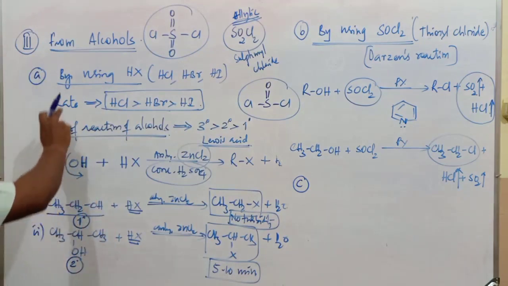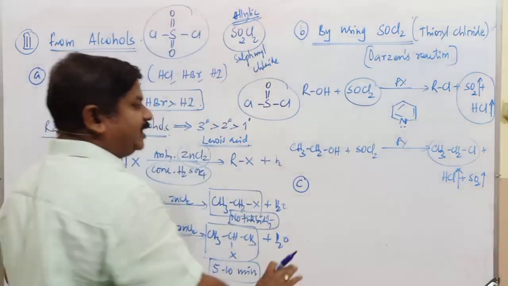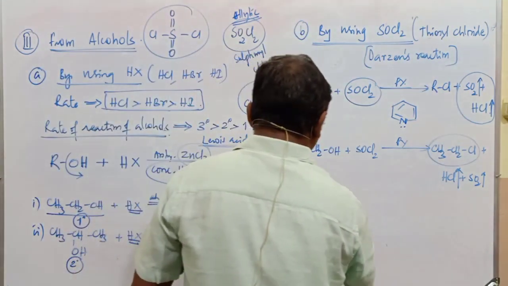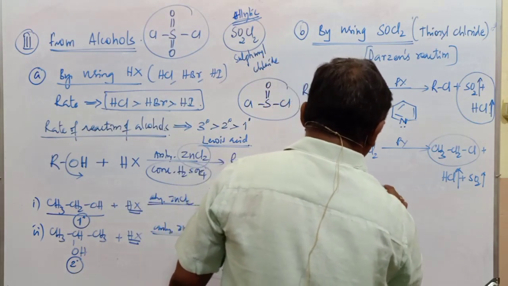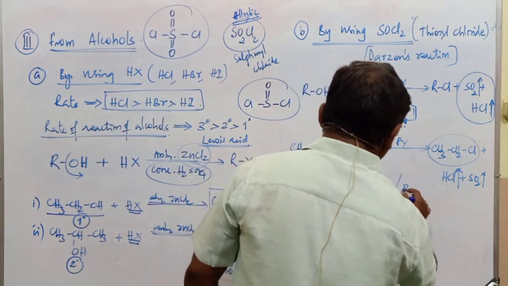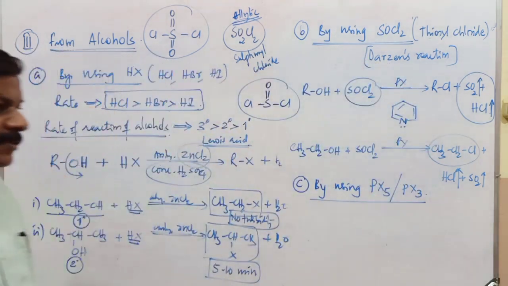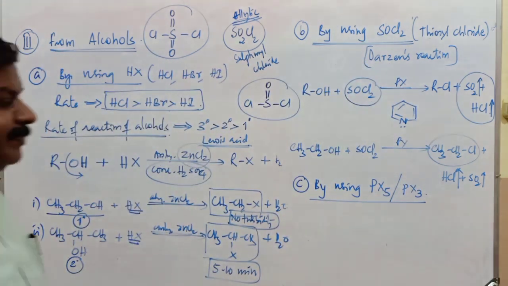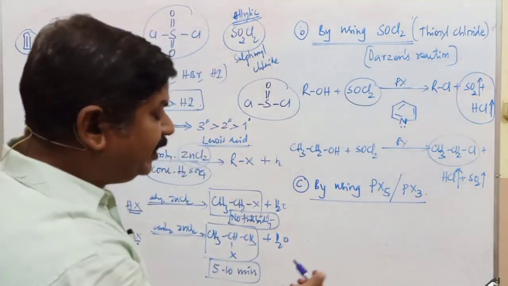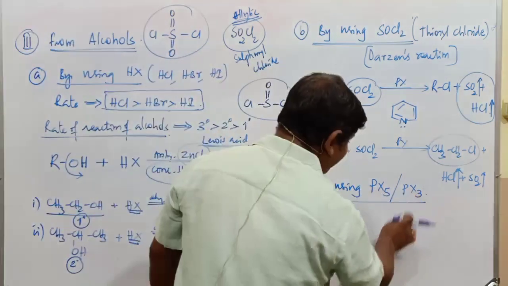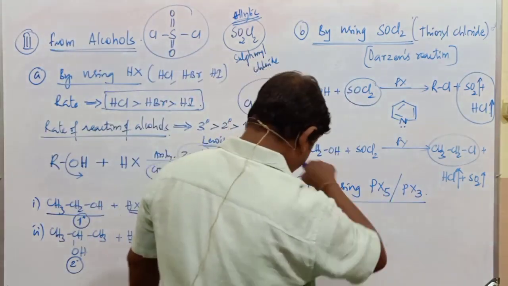Remember, from alcohols we are using HX, and SOCl2, that is Darzens' reaction. Next, the third one, by using PX5 or PX3. What's the meaning of PX5 or PX3? PX5 and PX3 are phosphorus pentahalides or phosphorus trihalides. You know the geometry of phosphorus trihalide as well as the pentahalide compound.